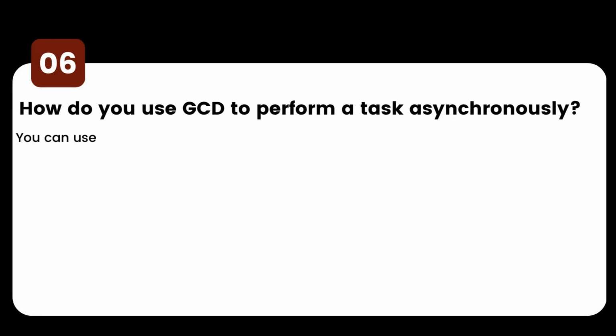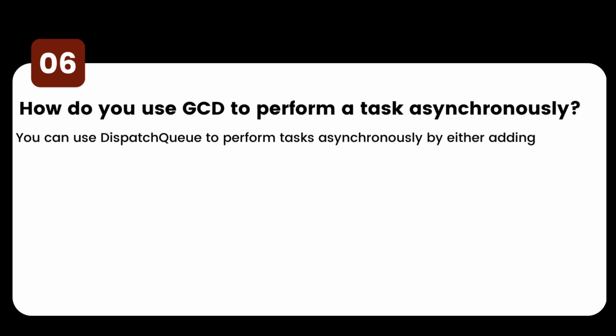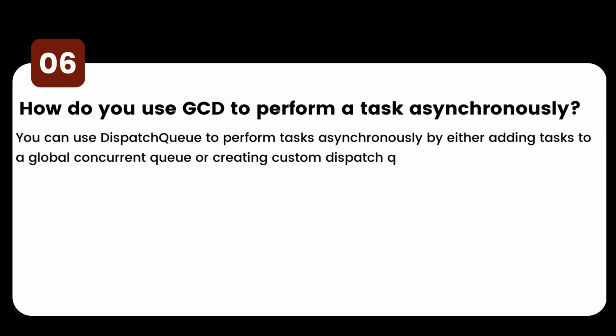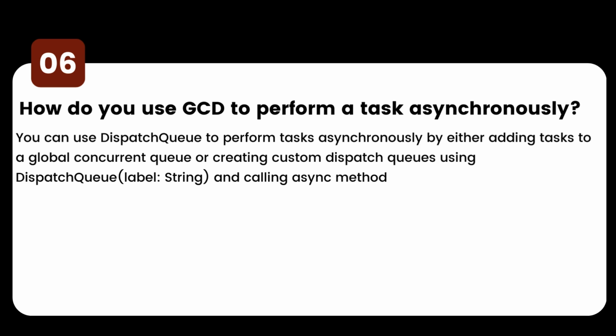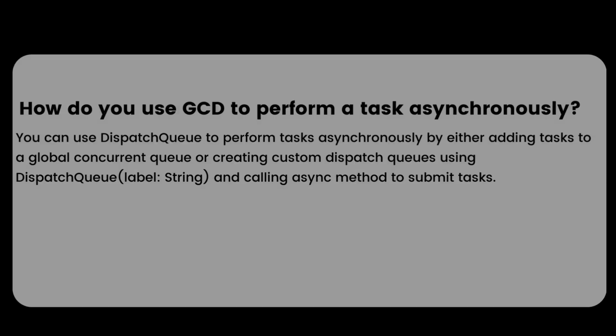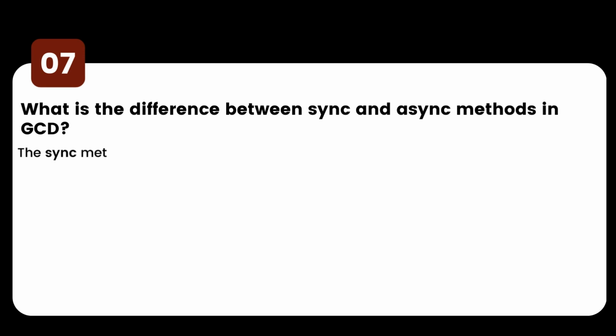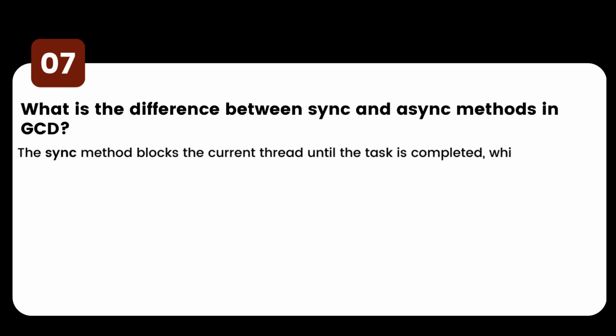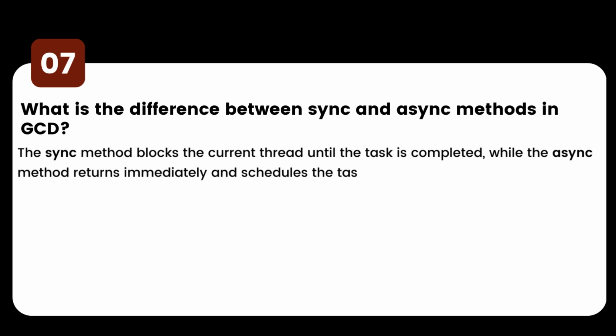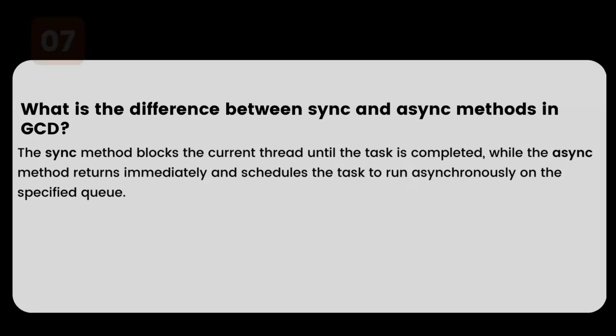How do you use GCD to perform a task asynchronously? You can use DispatchQueue to perform tasks asynchronously by either adding tasks to a global concurrent queue or creating a custom dispatch queue using a dispatch queue label. You can define any type of string over here and call the async method to submit the task. Next, what is the difference between sync and async methods in GCD? The sync method blocks the current thread until the task is completed, while the async method returns immediately and schedules the task to run asynchronously on the specified queue.